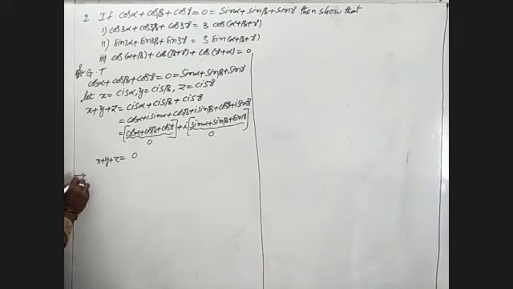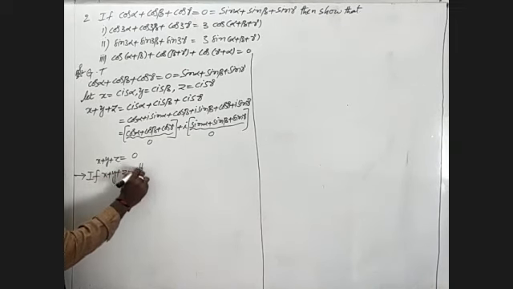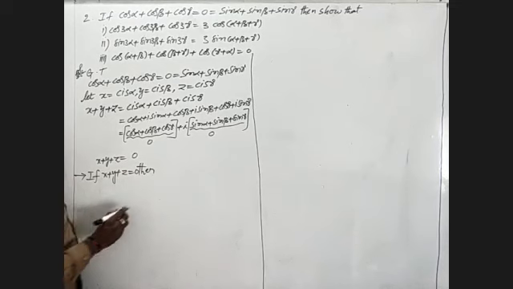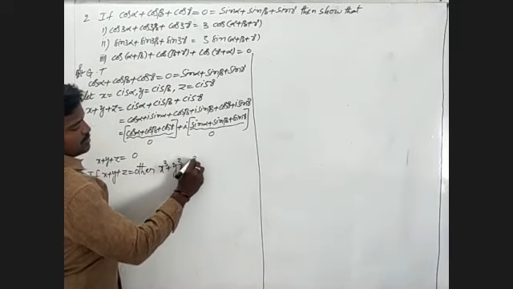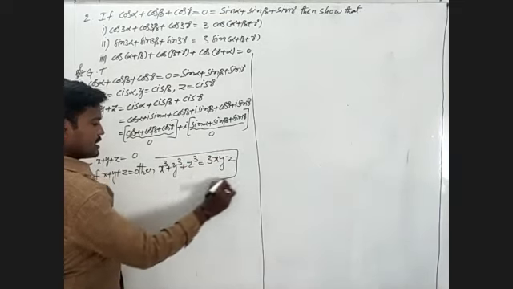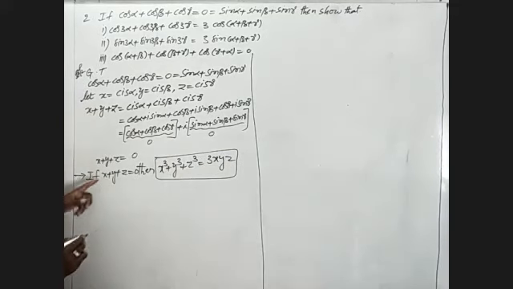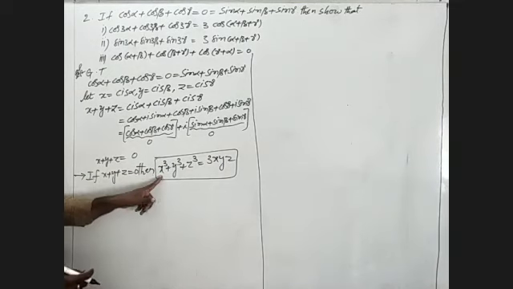We know one formula: if x plus y plus z is equal to 0, then x cube plus y cube plus z cube is equal to 3xyz. We write it here by using this condition. If x plus y plus z is equal to 0, then x cube plus y cube plus z cube is equal to 3xyz. What about the value of x here?